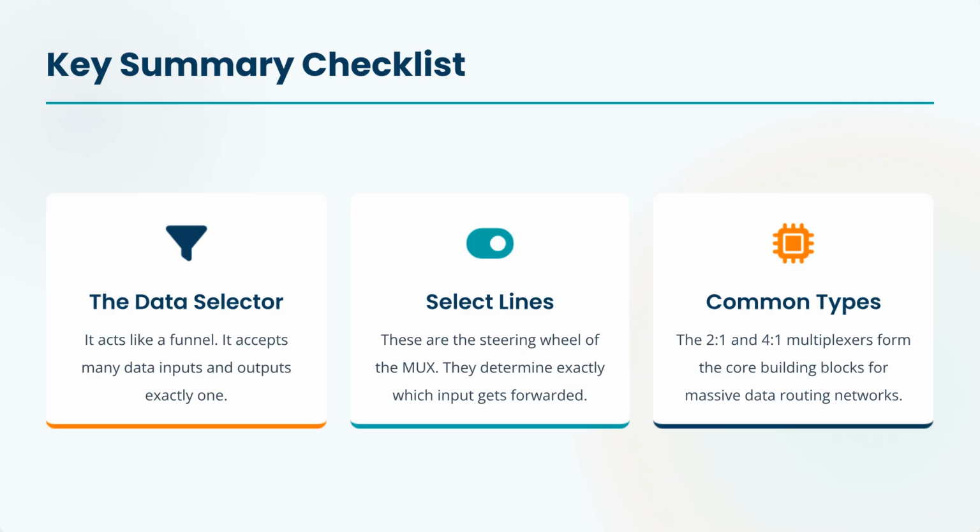In summary, the multiplexer is a data selector, acting like a funnel. Select lines are the steering wheel, determining which input is forwarded. The most common types, the 2-to-1 and 4-to-1 multiplexers, form core building blocks for data routing networks.